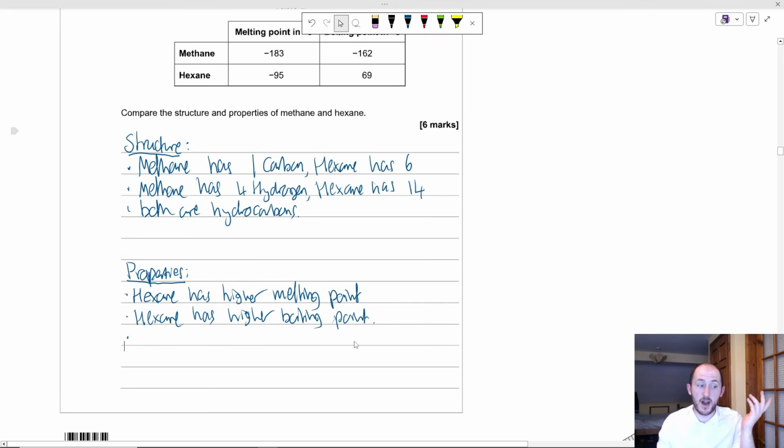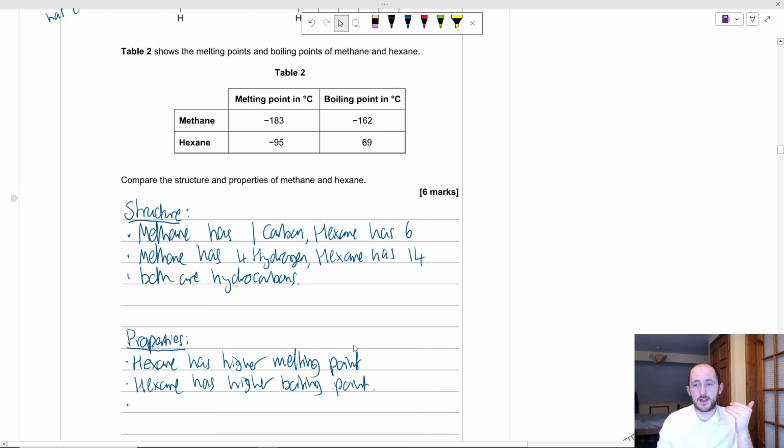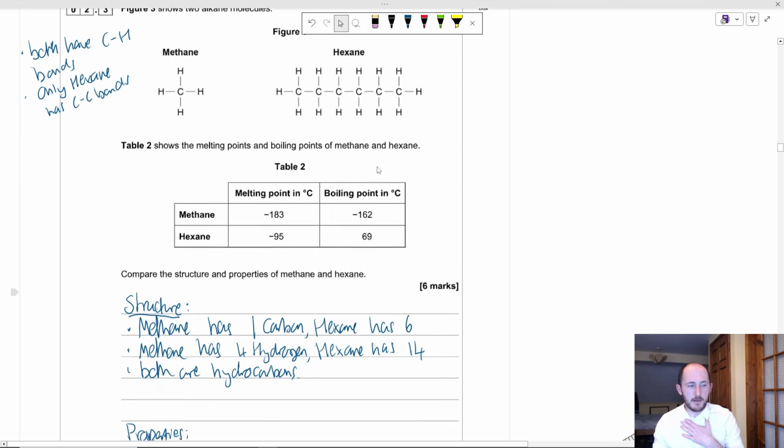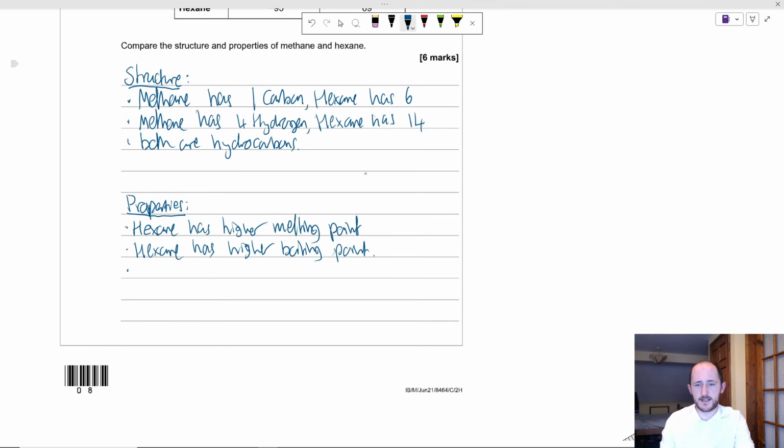So what's the third thing you could say? Well, there's quite a lot that you could say. For example, you could say that hexane is a liquid at room temperature because if you look at the boiling point, it's quite high. You could say that they're both small molecules. You could say that methane is a smaller molecule than hexane. You could say that the forces between hexane are stronger than the forces between methane. Any one of these things. But in my opinion, probably the most obvious is that both are flammable.